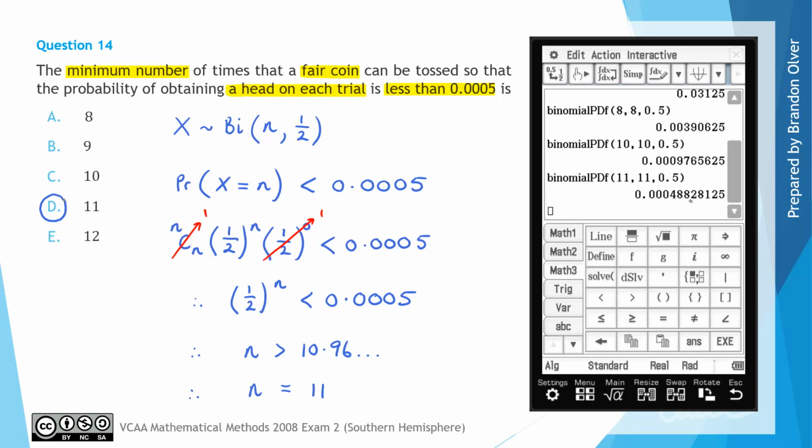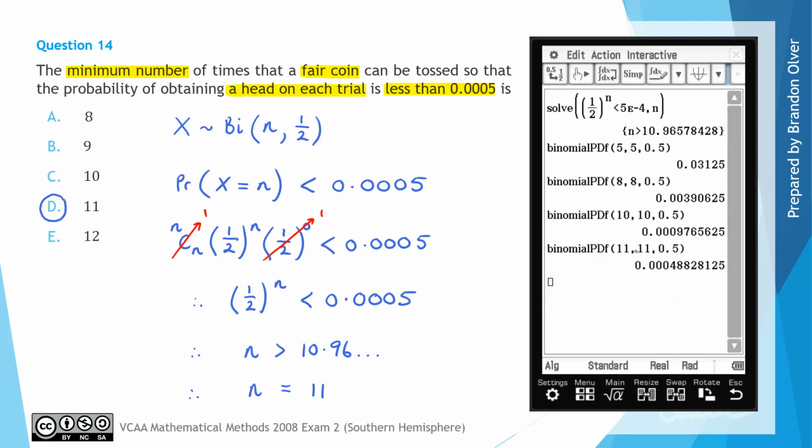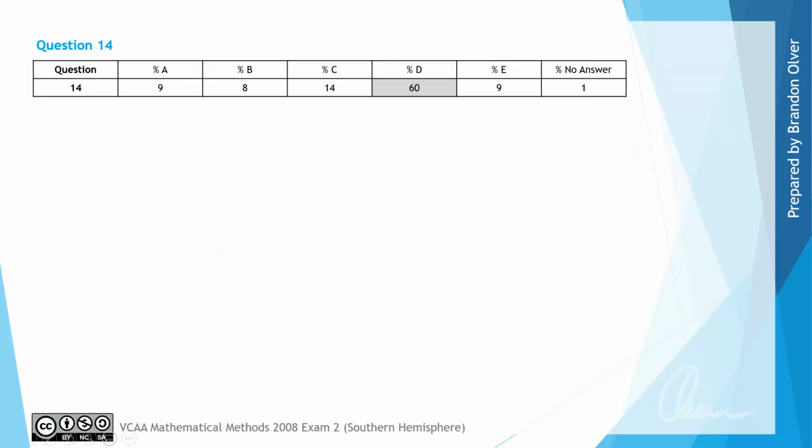So for a question like that, you could have done the algebraic approach where we solved an inequality, or you could also have used that trial and error method where you just trial some different values and see which one leads to the correct answer. From the examiner's report, we can see that this question was done moderately well in the exam, with 60% of students getting the correct answer for this question.